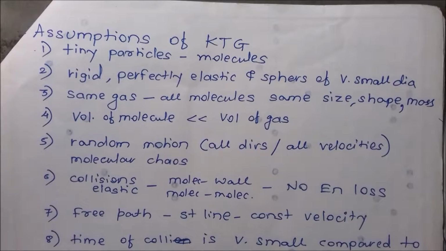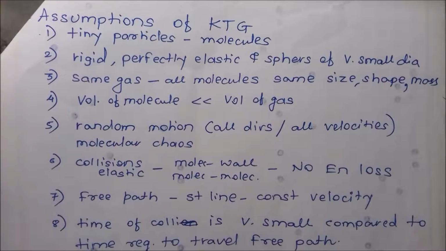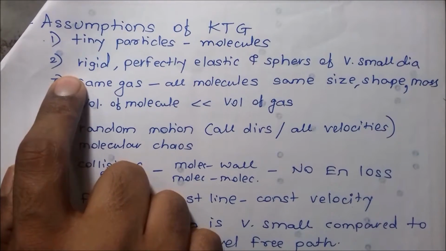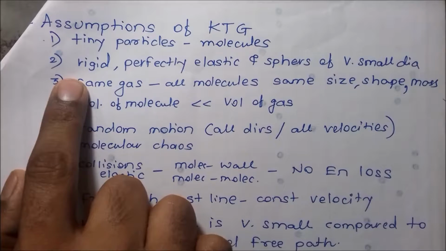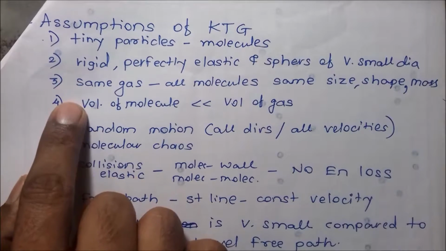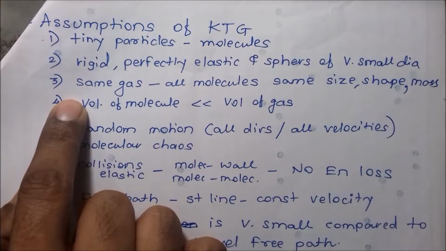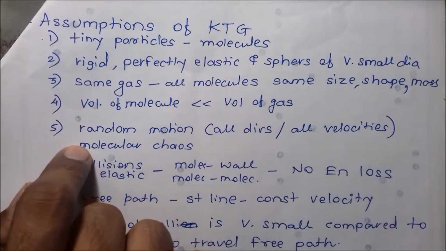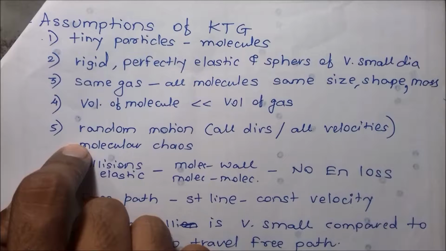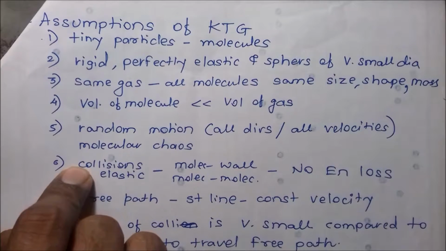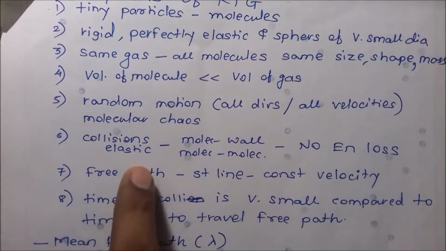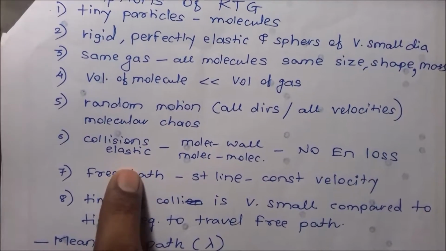Assumptions of kinetic theory of gas. Tiny gas particles are called molecules. Molecules are perfectly rigid, elastic spheres of very small diameter. For same gas, all molecules are of same size, same shape, same mass. Volume of molecule is much less than volume of gas. Molecules are in random motion in all directions with all velocities. That is called molecular chaos. Collisions are elastic, molecule-wall collisions and molecule-molecule collisions. No energy loss.